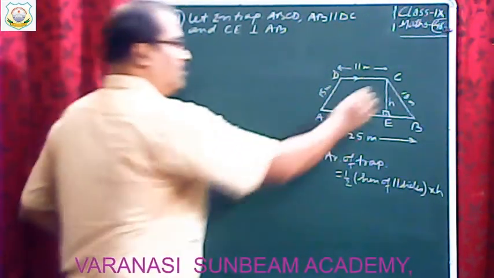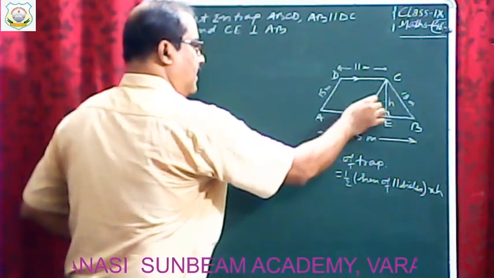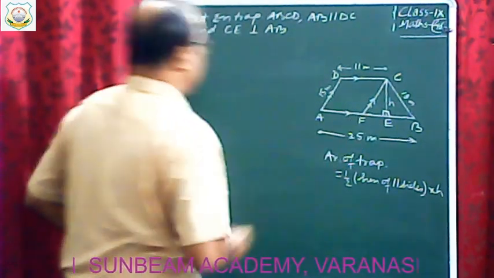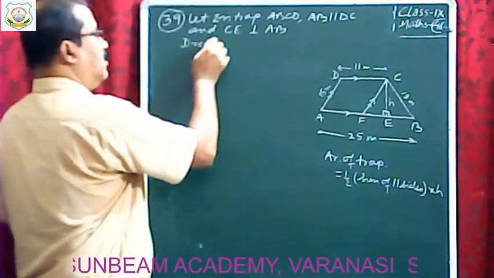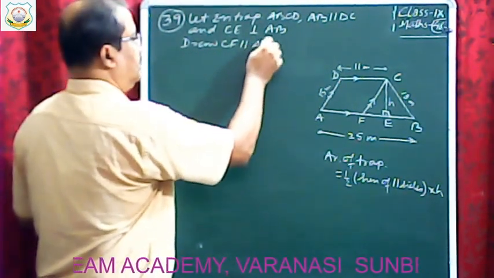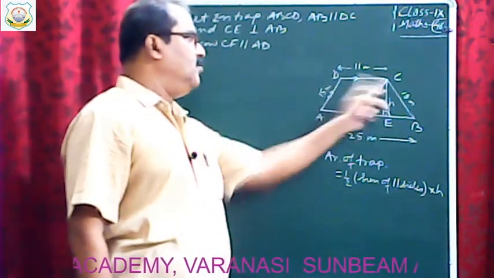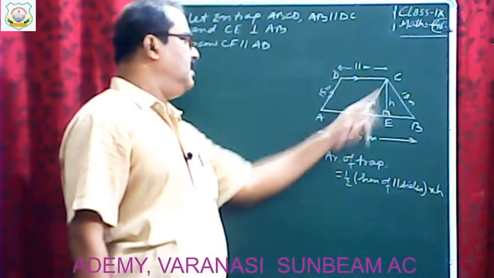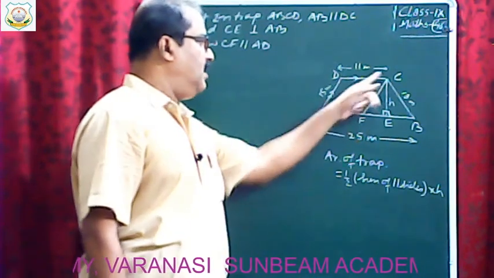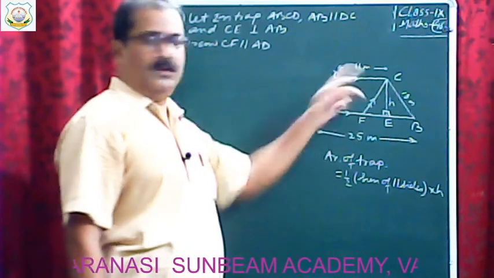So what you have to do, you have to draw a line through C parallel to AD. CF. Right, draw CF parallel to AD. Now thereafter listen carefully. What we get, AB parallel to DC given means AF parallel to DC and CF parallel to AD. So AFCD is a quadrilateral in which opposite sides are parallel. Then AFCD is a parallelogram.